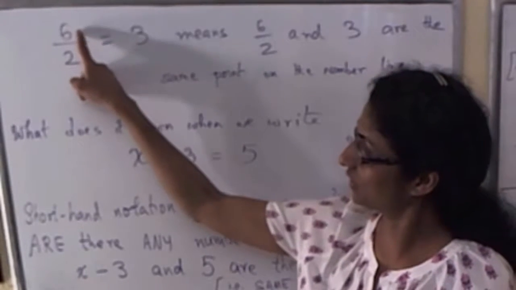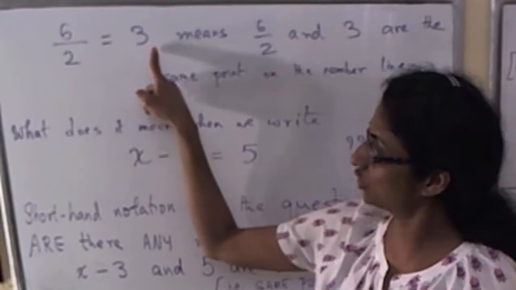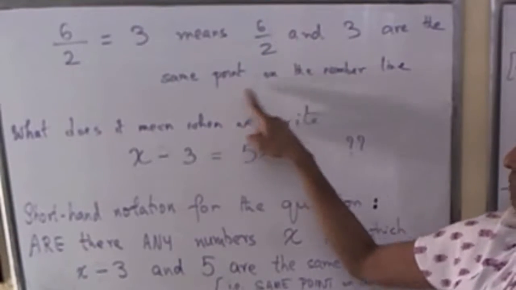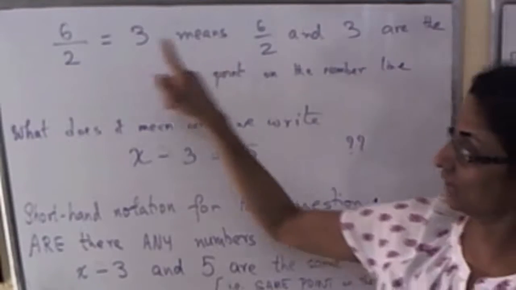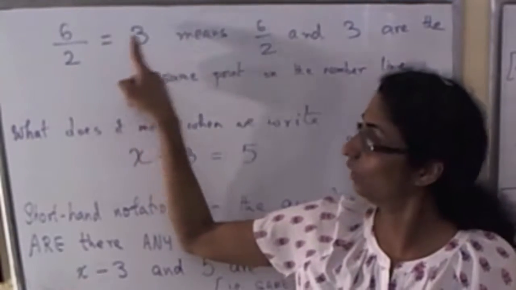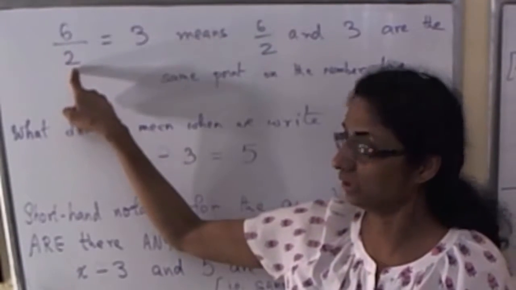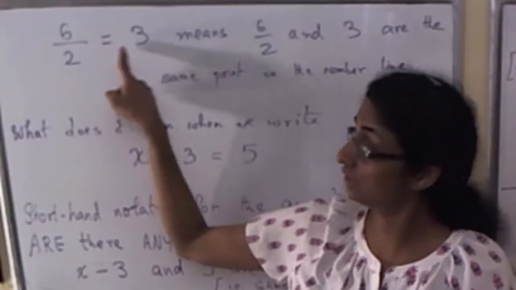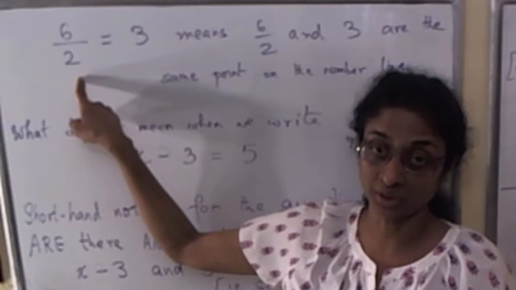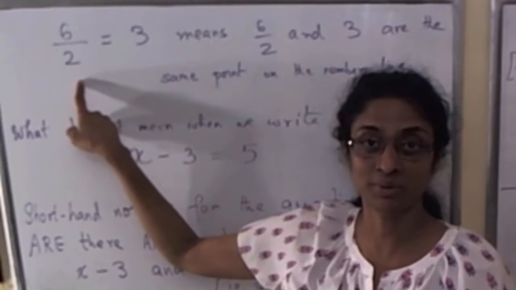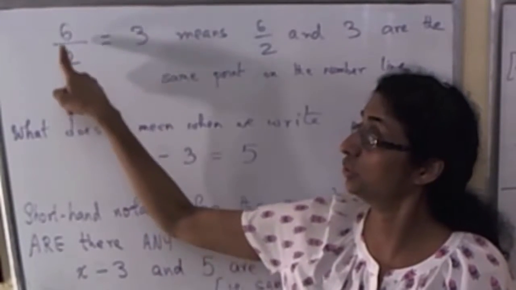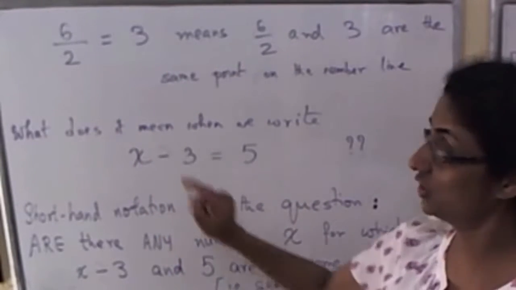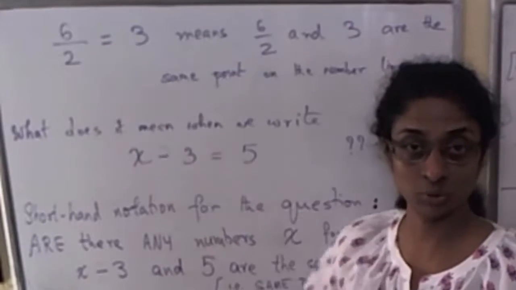When we write 6 over 2 equals 3, that means 6 over 2 and 3 are the same point on the number line. That is the meaning of this equal sign. We have a number here, a number here. If you put an equal sign in between, you're saying those two are the same numbers, or in other words, those are the same point on the number line. And you know that's true. You know 6 over 2 and 3 are the same point on the number line. And so we're justified to put an equal sign in between them.